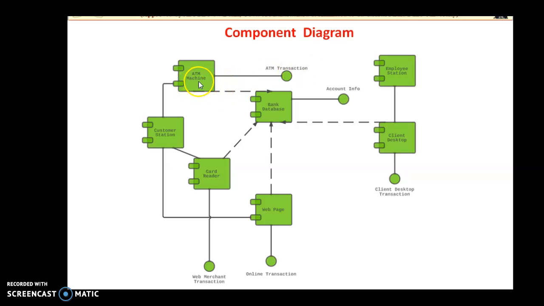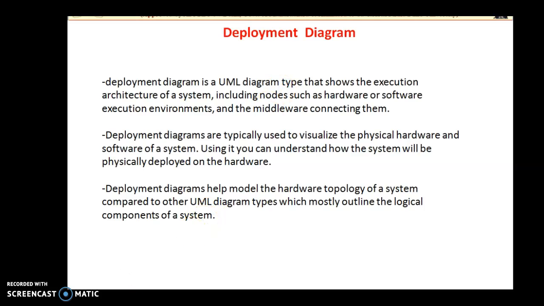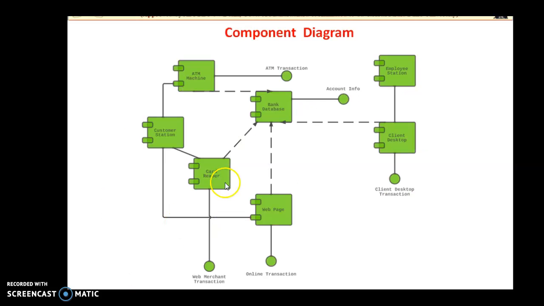The first is the ATM, a money transaction system. You can say the diagram of the money transaction system or the ATM operation system. If the user wants to debit or credit his account, he needs to do a transaction. Here are some components of this system: the ATM machine, customer station, card, web page, bank database, employee station, and the client desktop.